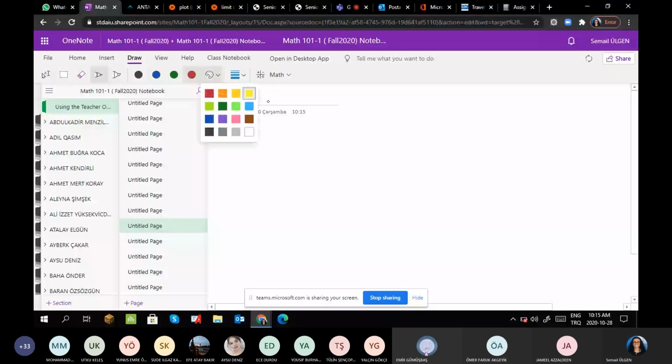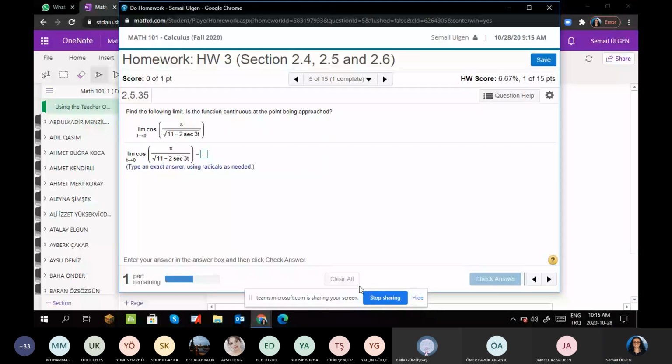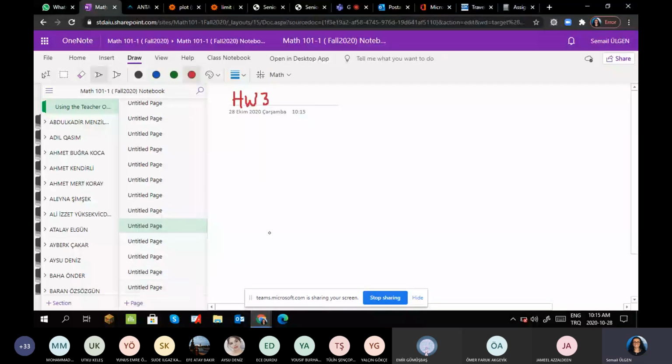Homework 3, question 5. So they're asking you to find this limit: limit as t goes to 0, cosine. If you get the answer, let me know. If you have any guesses, you can talk.